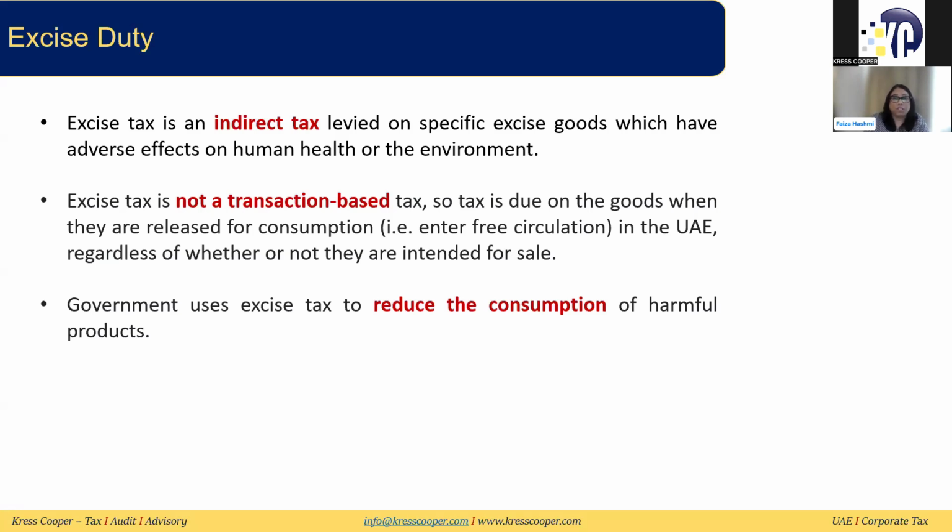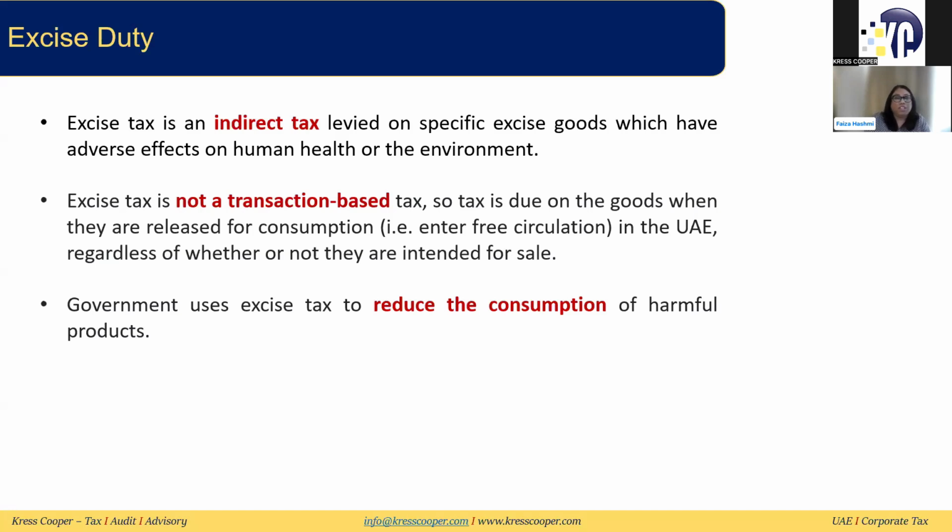For example, some of the excisable goods we have discussed are tobacco and sweetened drinks. Excessive sugar intake can cause diabetes. Tobacco products can cause different types of cancers. To reduce the consumption of these, the government has applied excise duty on those goods so that the consumer will be deterred from using them.